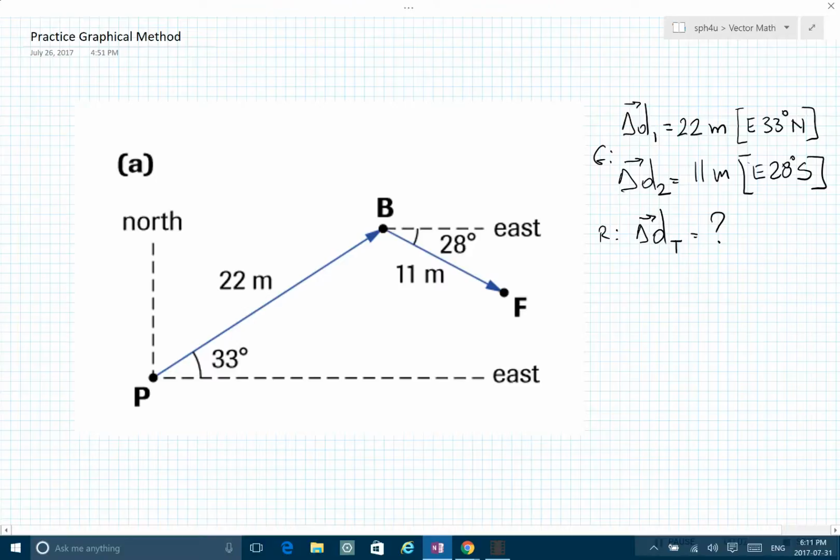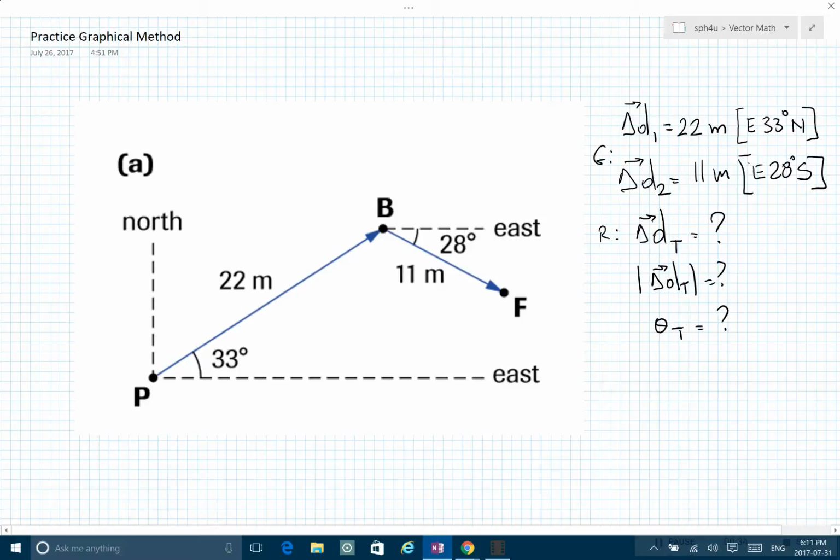So here's an example of adding two vectors, and we're going to use a graphical method, the triangle method. We have two displacements, whatever, a person and object. Delta D1 is 22 meters east, 33 degrees north, and delta D2 is 11 meters east, 28 degrees south, and we're required to find delta D total. Which means we need to find the magnitude and some angle of direction.